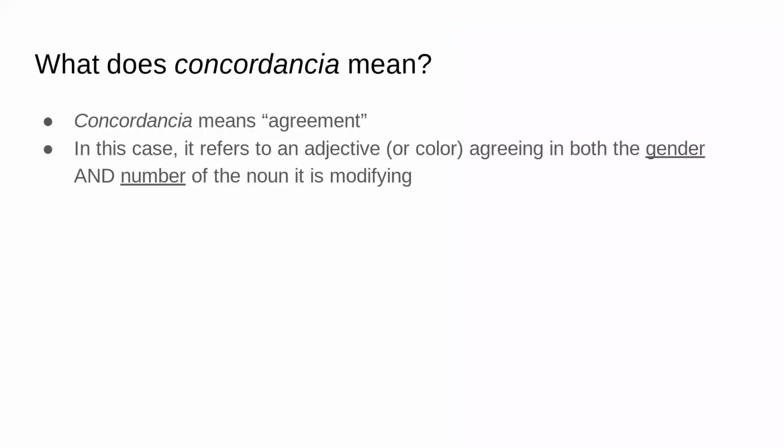Concordancia means agreement, and in this case, we are referring to adjective agreement and agreeing in both the gender and number of the noun that it is modifying. So you've seen things like la blusa rosada, los zapatos blancos. Those endings on both our noun and our adjective are what concordancia is. So let's take a look at what that means a little bit further.